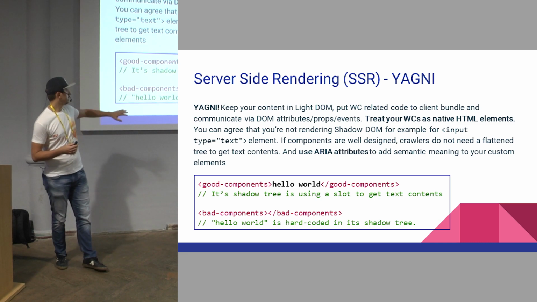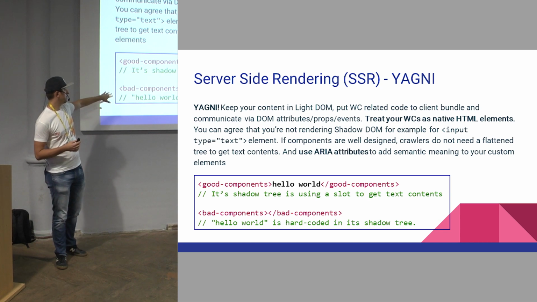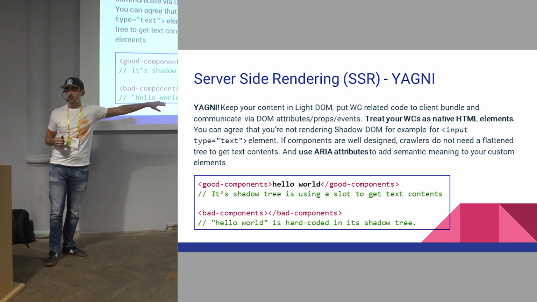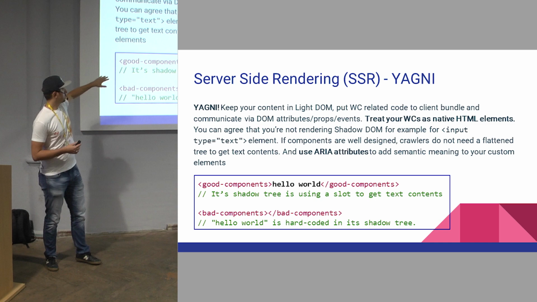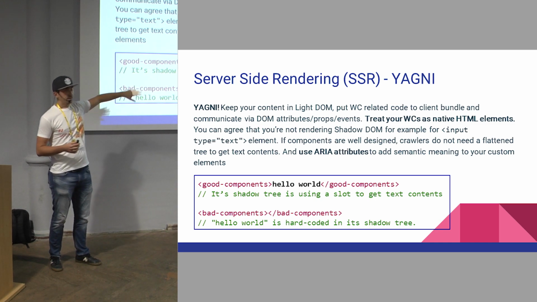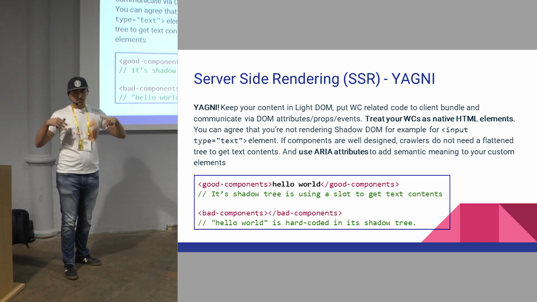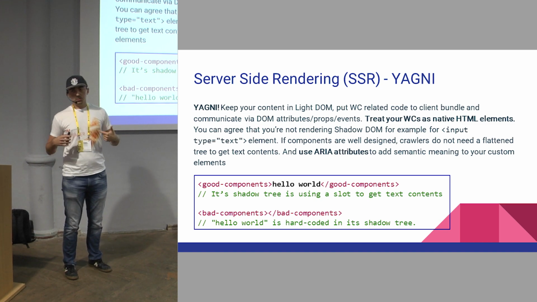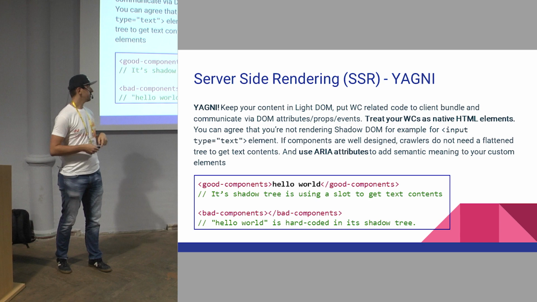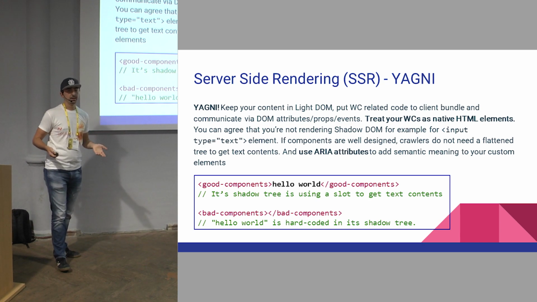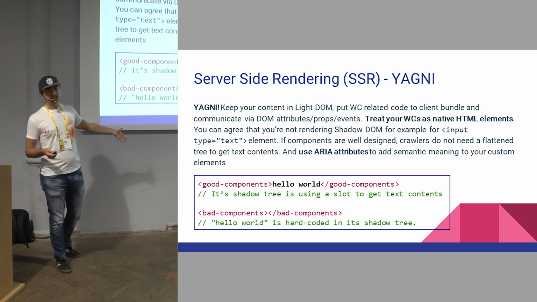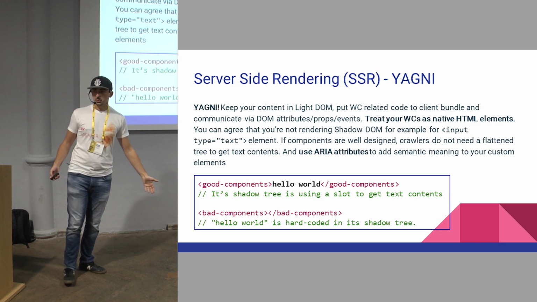So here we have two examples: a bad component that hides everything in its Shadow DOM, and a good component that keeps everything in the light DOM and includes that content into the Shadow DOM through slots. And you may say, okay, good, this is a simple example. What should I do with a more complex one?